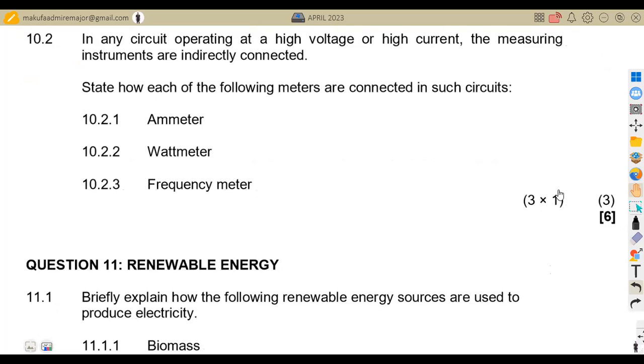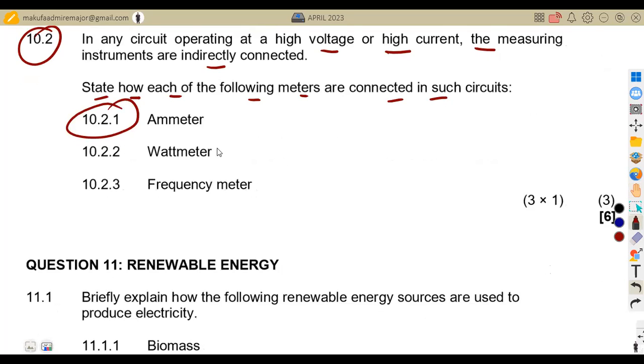In any circuit operating on question 10.2, we are given that at high voltage or high current, the measuring instruments are indirectly connected. State how each of the following meters are connected in such circuits. If we are dealing with a meter in any of the operating circuits, how are these meters connected? That is the question.